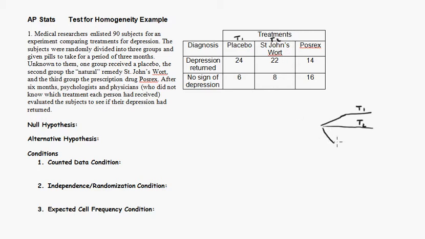And the third treatment is this Prosrex, something like that, which I believe is a drug. I don't know clinically if it's a drug, but it's certainly something that was created. It doesn't come from nature. So, of course, we would do a random assignment.